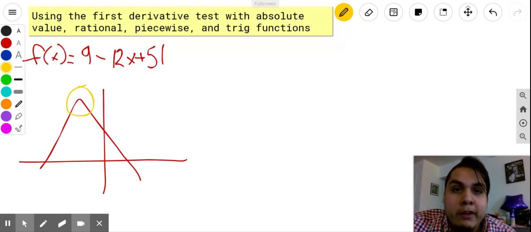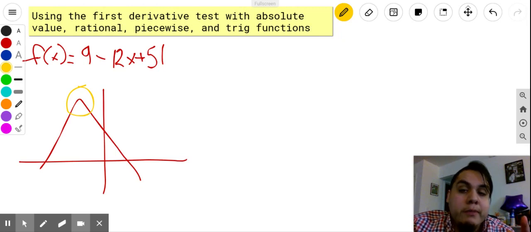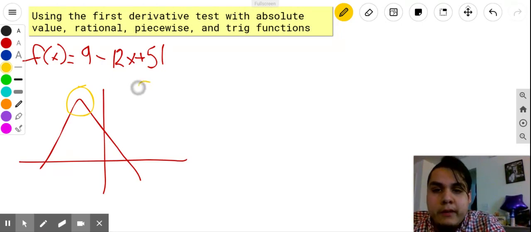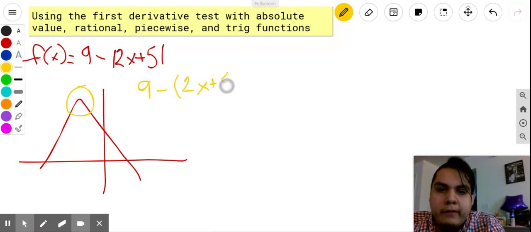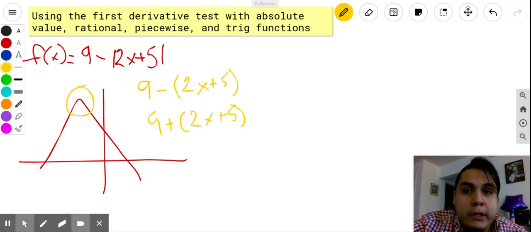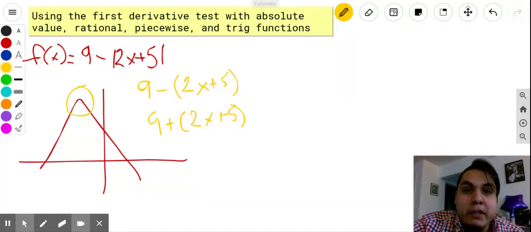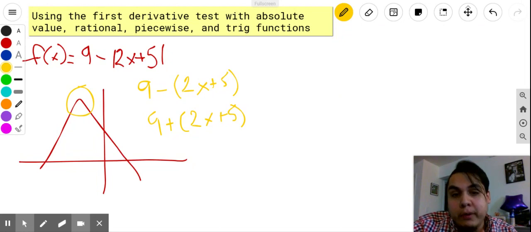So the way we're going to work around that is we're going to think about the absolute value as a piecewise function, right? So it's made up of two different functions. Specifically, they're made up of two different lines. So the first line could be 9 minus 2x plus 5. And the other one could be 9 plus 2x plus 5. So in essence, that's what I have. But I need to figure out, if I'm going to make it a piecewise function, where the switch occurs. So it's going to occur at that maximum.